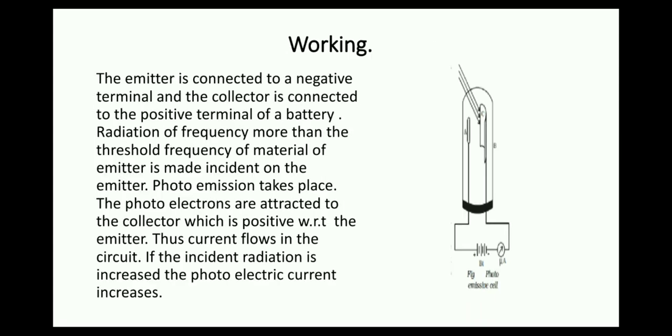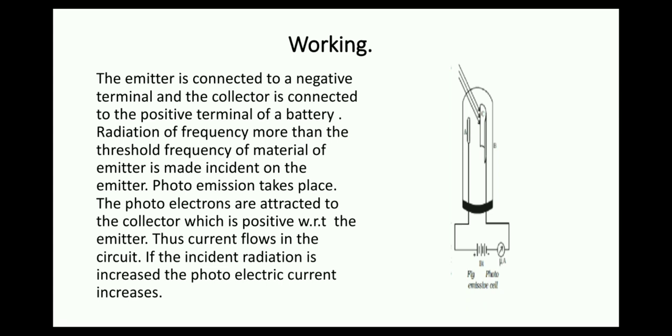The working of a photocell. The emitter is connected to a negative terminal and the collector is connected to a positive terminal of the battery. Radiation of frequency more than the threshold frequency of the material of the emitter is made incident on the emitter. Now the photoemission takes place. These photoelectrons are attracted to the collector which is positive with respect to the emitter. Thus, the current flows in the circuit.